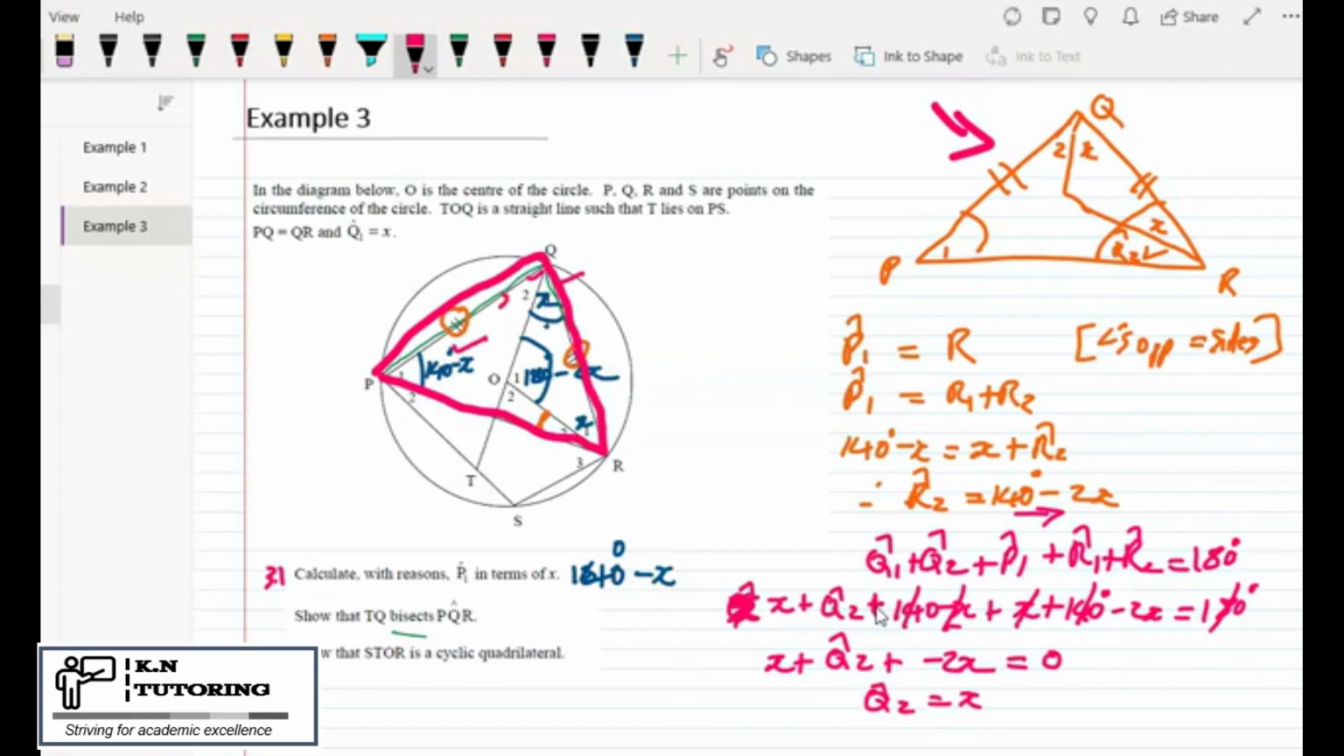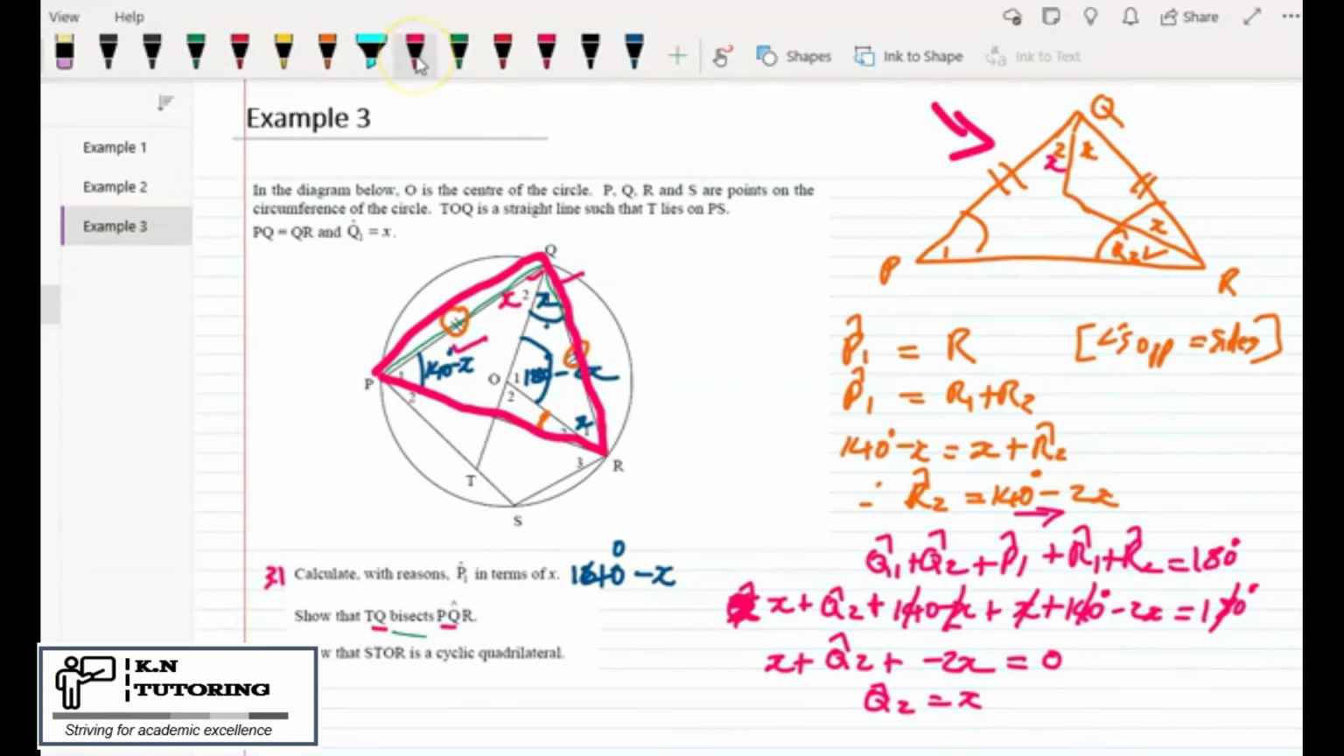Now I've proven that this is x, I've proven that this is x. Because Q1 is equal to Q2, which is equal to x, therefore TQ bisects PQR. That's how we solve that this is a cyclic quadrilateral.